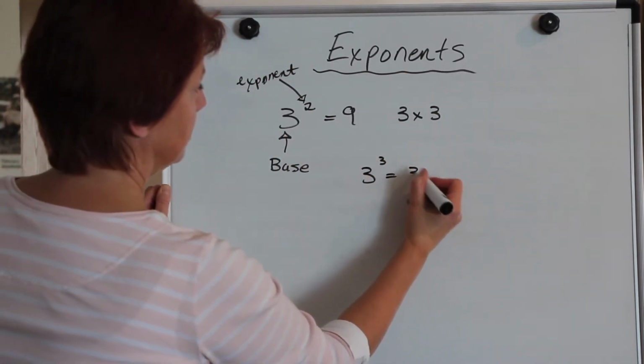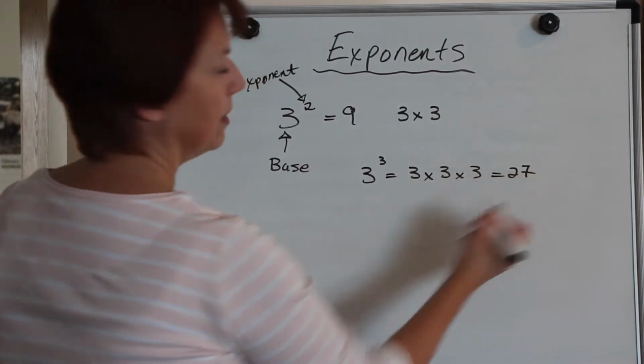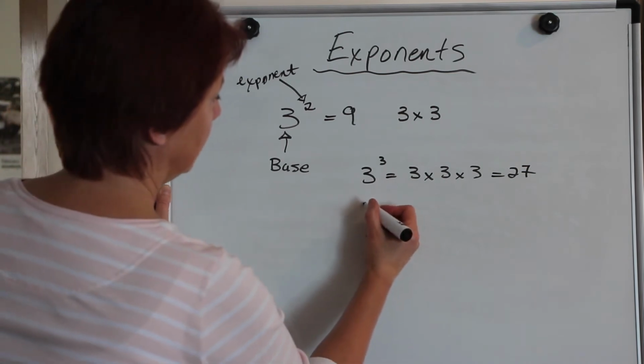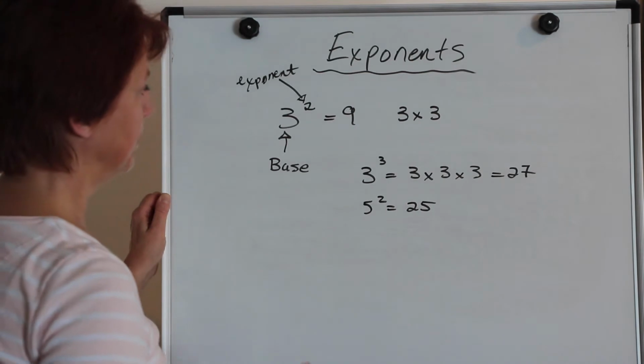This is 3 times itself 3 times, which is 27. Okay, if you have 5 squared, well, that's 25 because it's 5 times 5.